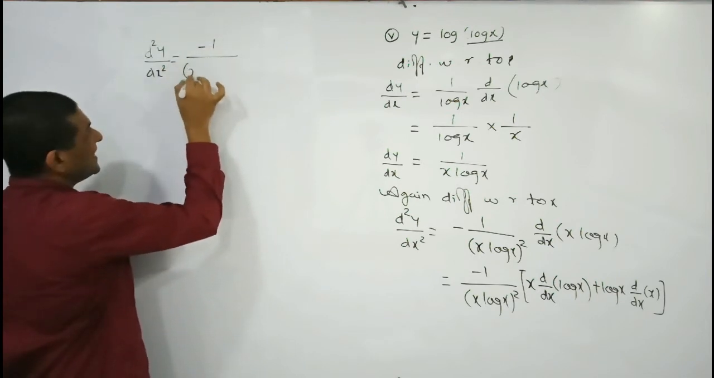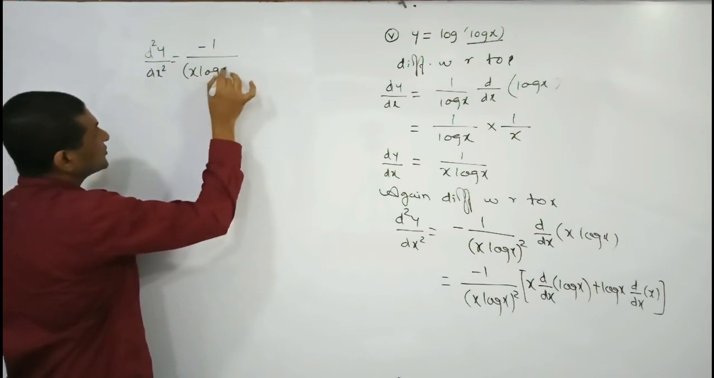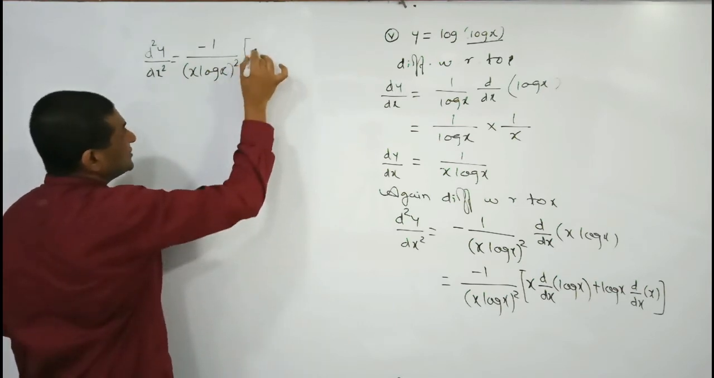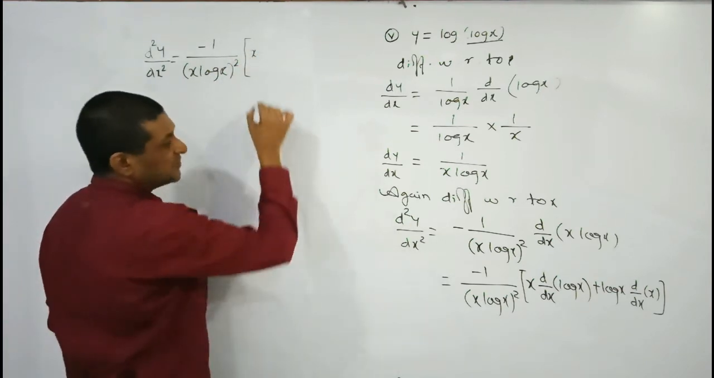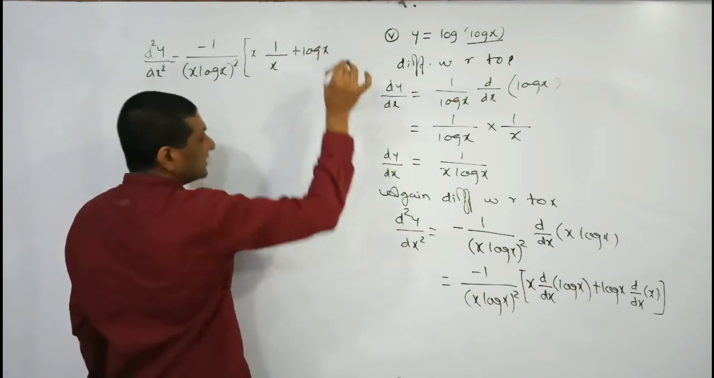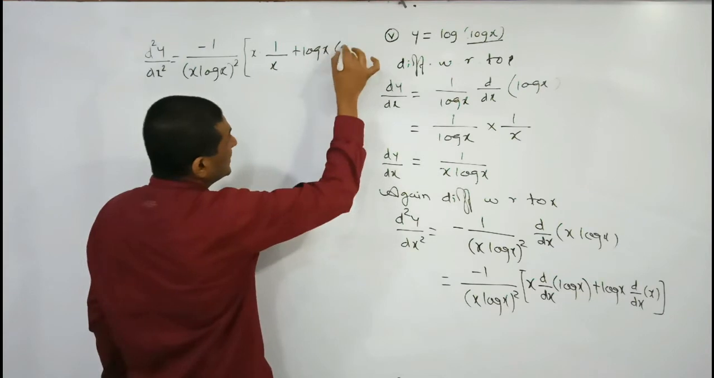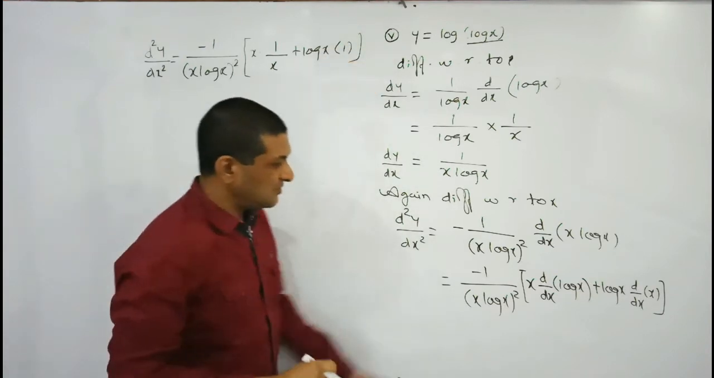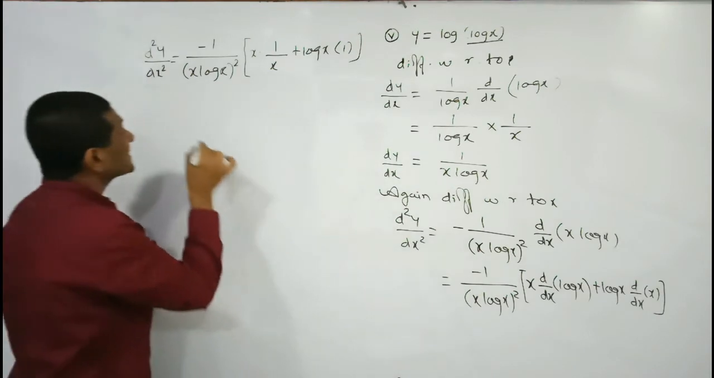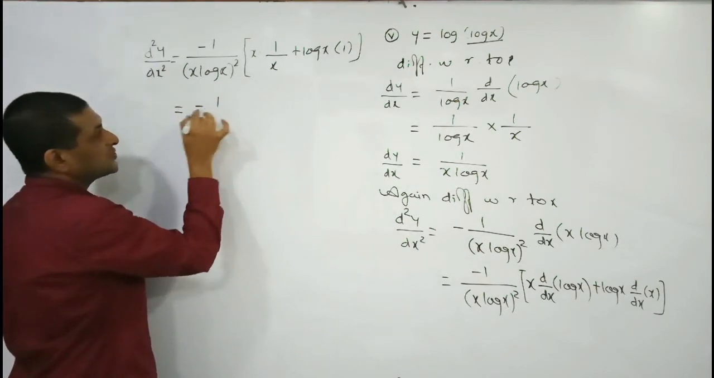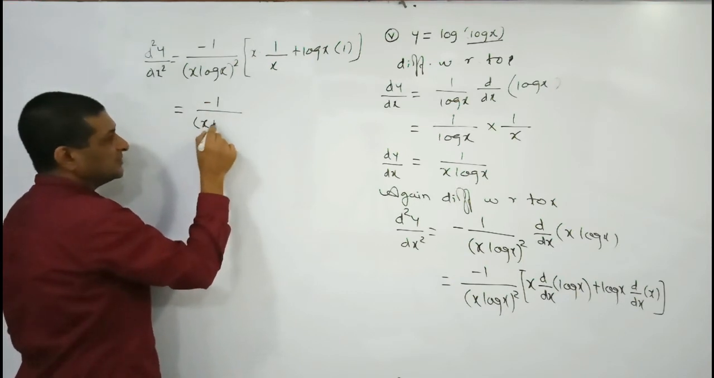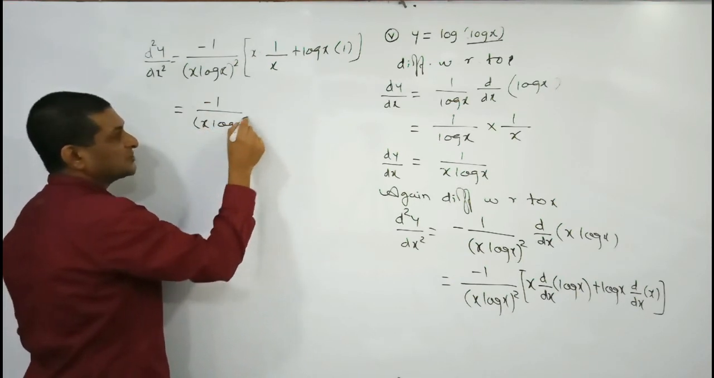upon x log x whole bracket square, and here x, keep it as it is. What is the derivative of that log x? The derivative of log x is 1 by x, plus log x as it is, and the derivative of x will be equal to 1. We are just finding that the derivative of log x is 1 by x, and the derivative of this x will be equal to what? 1. So this is equal to minus 1 upon x log x whole bracket square as it is.